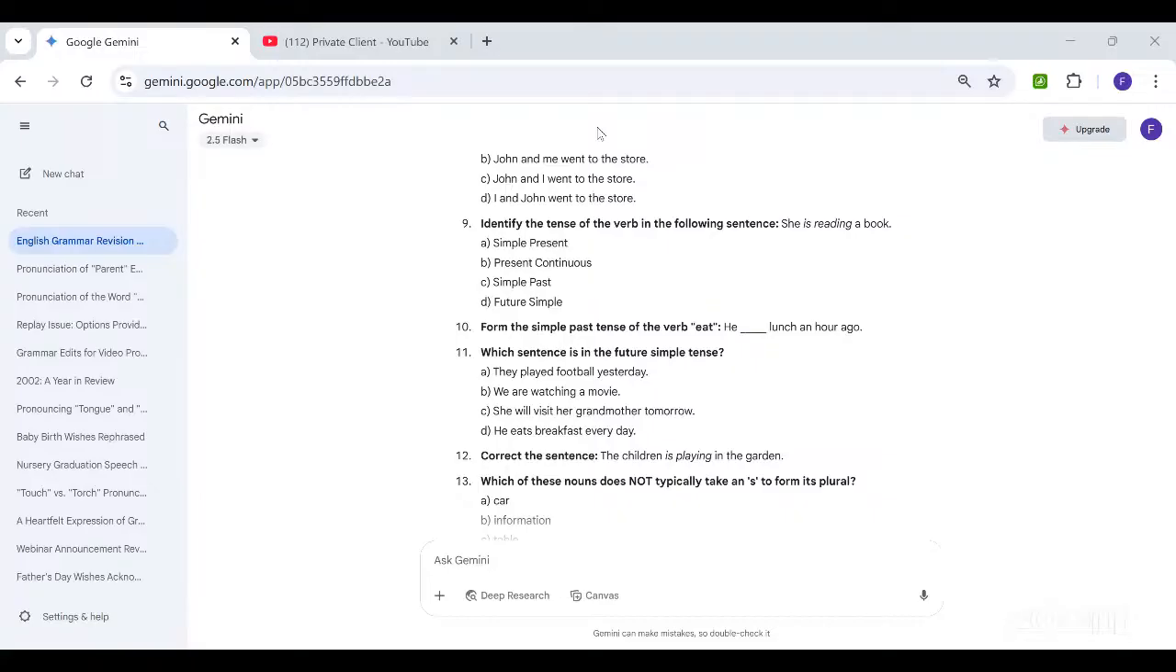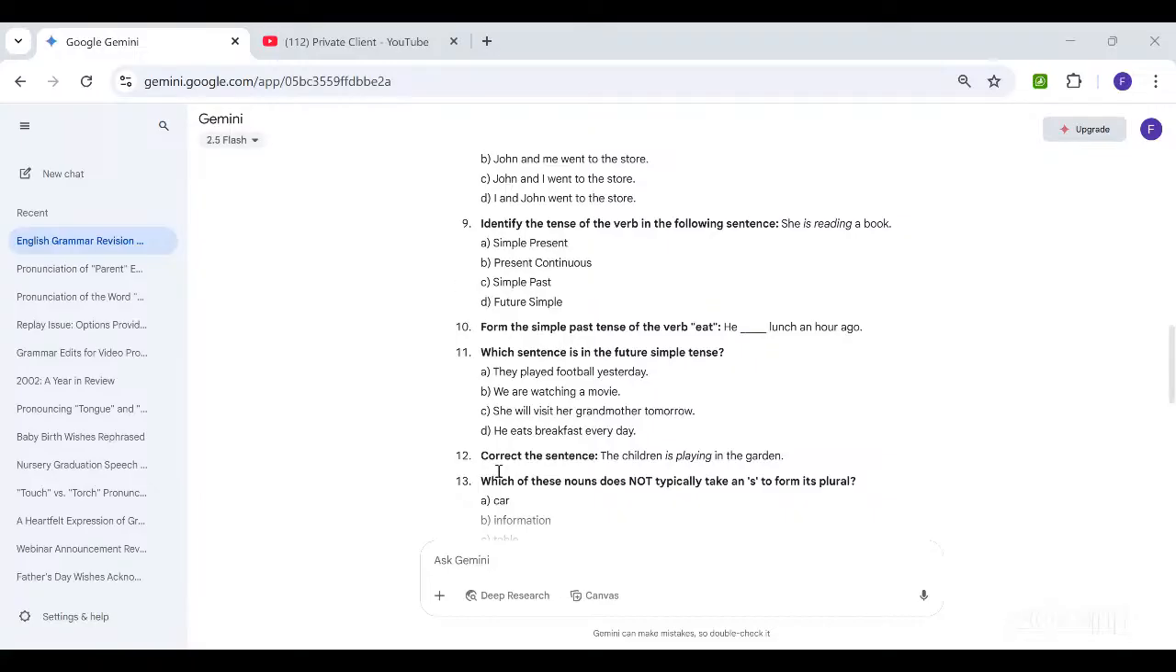She will visit her grandma tomorrow. She will, yes. The word "will" shows future. And that's a simple future tense. Number 12. Correct the sentence. The children is playing in the garden. The children are playing in the garden.